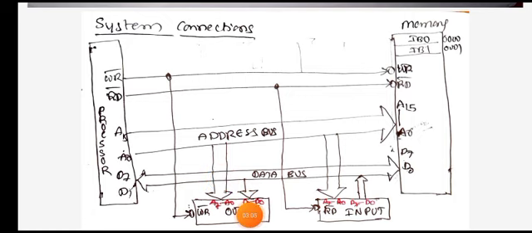So this is all about the complete system connections, along with the processor, memory, input device, and output device, their address pins and data pins, and the connections between them. So this is all about system connections.